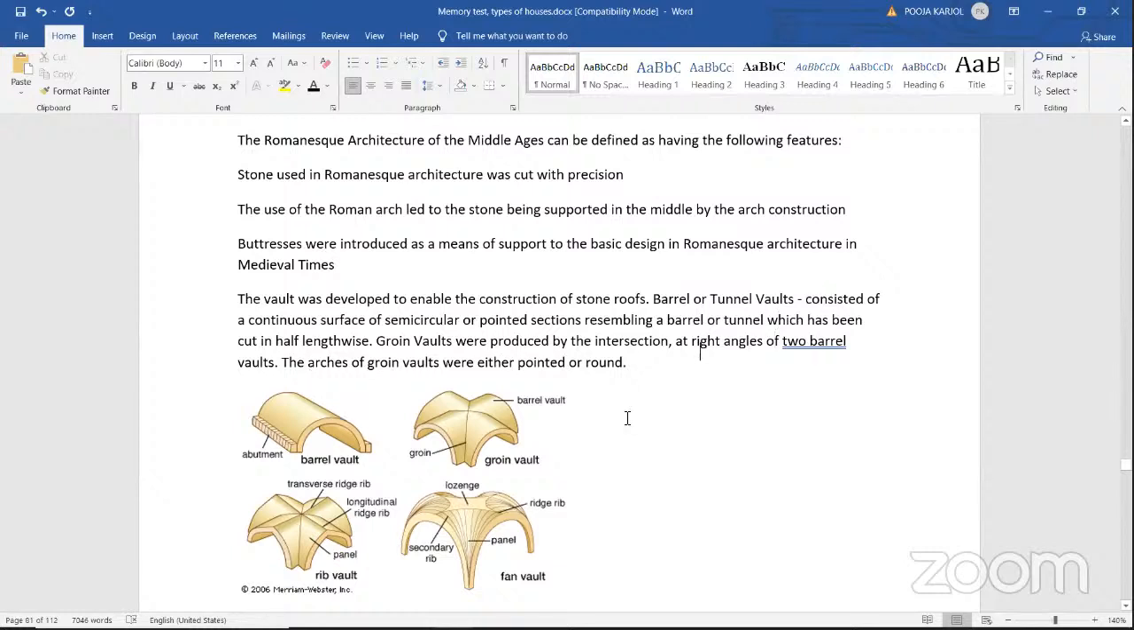This is very specific. Don't worry, I won't ask this in this much detail. Arches of groin vaults were either pointed or round.